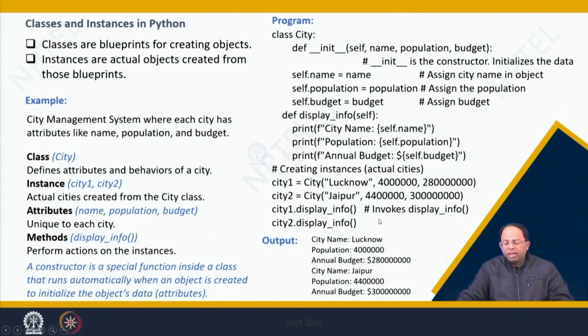So city1.displayInfo invokes the displayInfo function, which takes those arguments, as we described earlier inside the class program. Automatically its job is to print the city name with the values passed to that particular object, right? So that is how we are able to give an output of city name Lucknow, population for this, annual budget for this, and so on, right? So this is the first class program where we have first created a class, and then we have created objects of that particular class.